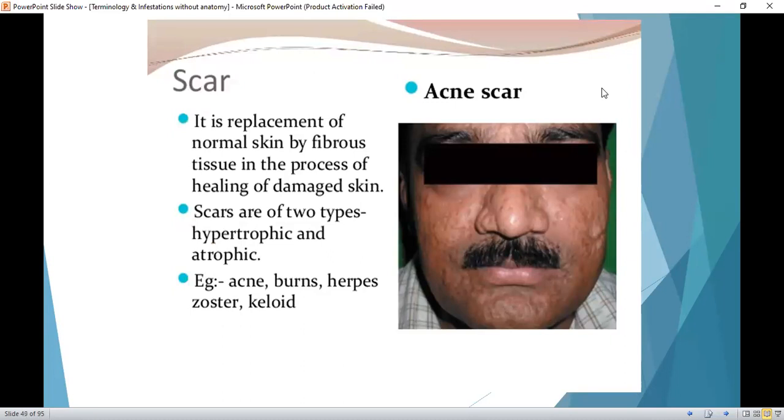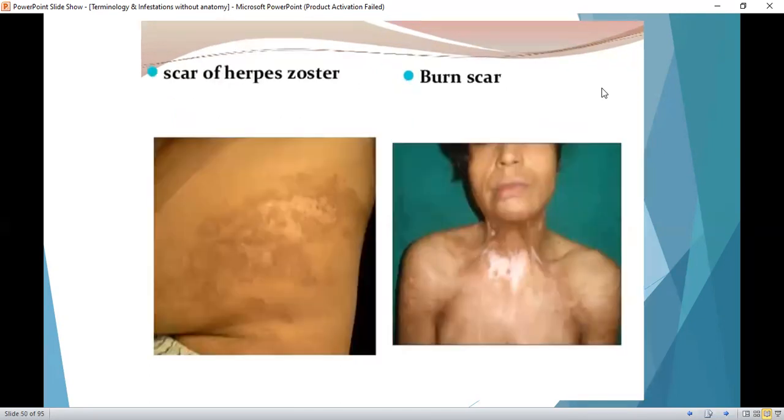Scar. It is replacement of the normal skin tissue by fibrous tissue in the process of healing of damaged skin. Scars can be of two types, hypertrophic and atrophic, like occurs in acne, burns, herpes zoster, and keloids. Scar of herpes zoster and the burn scars.